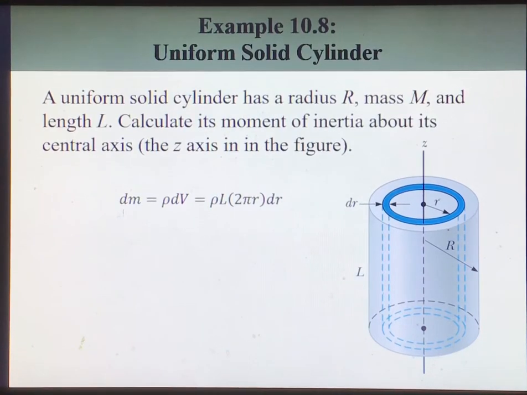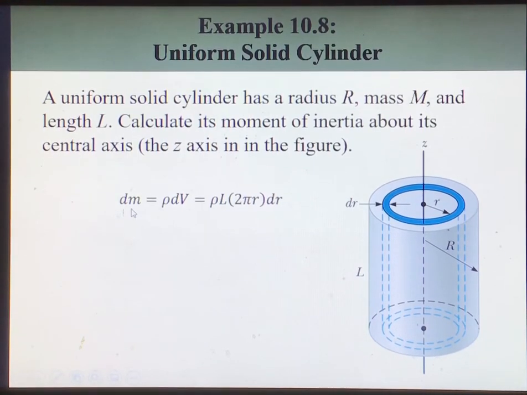In this video, we're going to continue with the calculation of the moment of inertia. And in this example, we're going to look at a uniform solid cylinder. So we want to calculate the moment of inertia of a uniform solid cylinder as shown in this picture right here. So we're told that it has a radius of R, a mass M, and a length of L. And we want to calculate its moment of inertia about the z-axis.